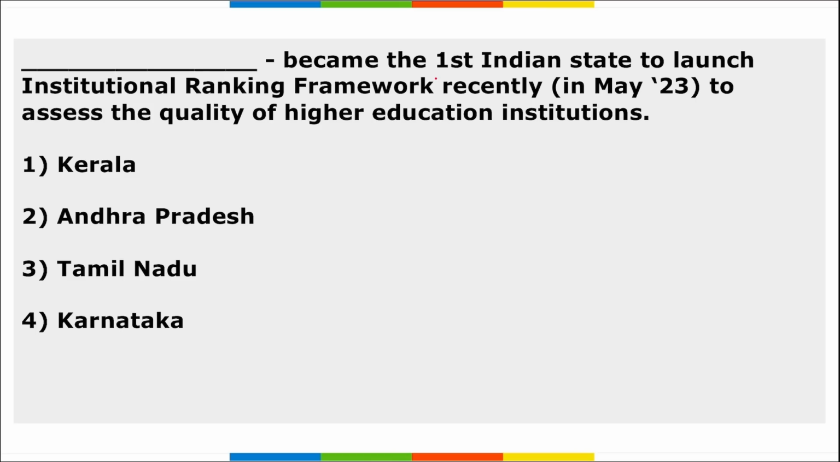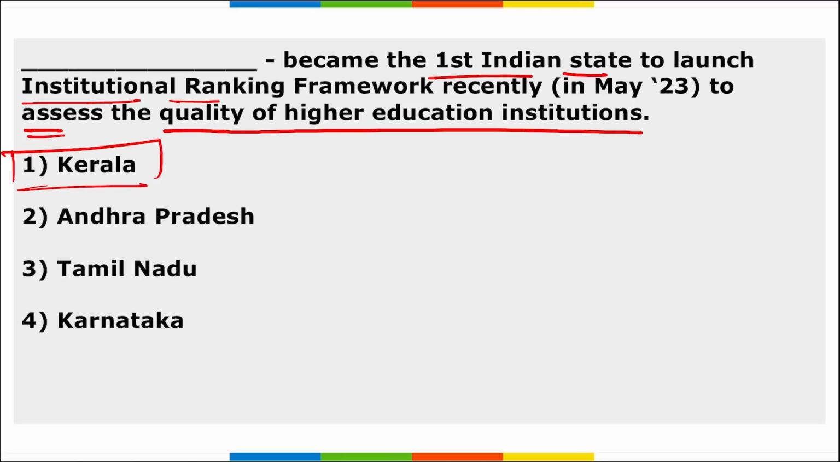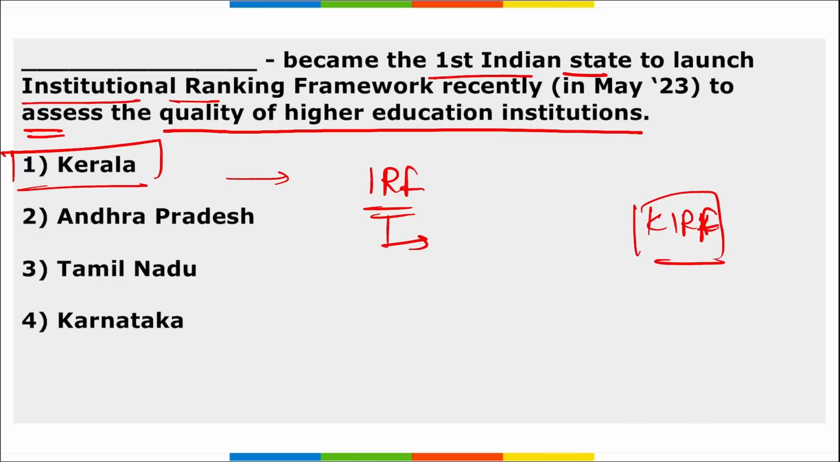Next, which state became the first Indian state to launch an institutional ranking framework recently to assess the quality of higher education institutions? So it is your Kerala. This became the first Indian state to launch an institutional ranking framework that will be assessing the quality of various higher education institutions. KIRF, right? KIRF. This is your Kerala Institutional Ranking Framework.